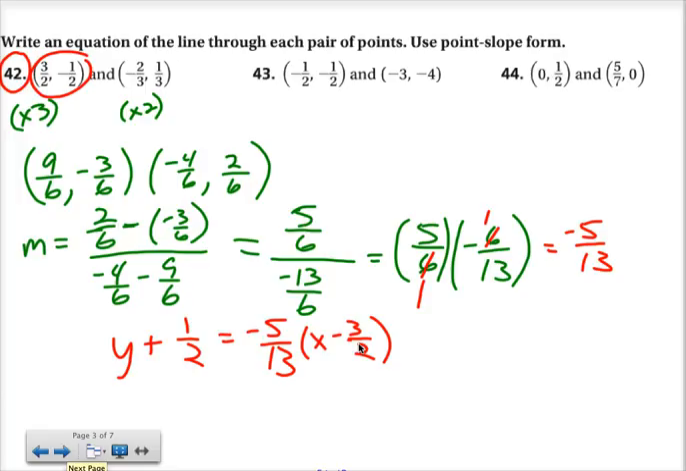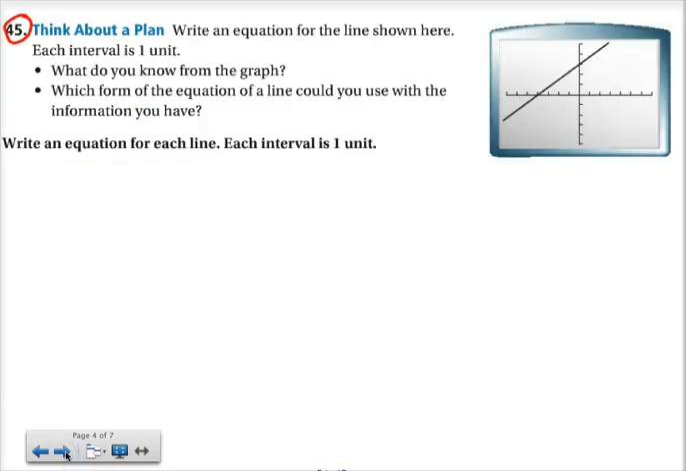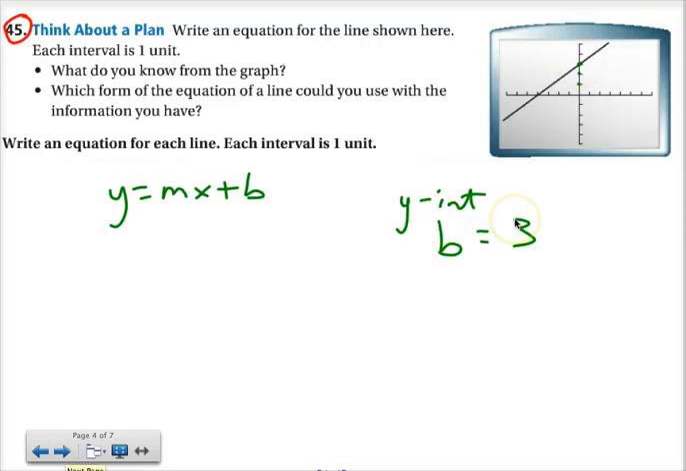So there's number 42. The next one I thought people just might have a little trouble with, mostly because the picture was just so small in your book, was writing an equation for the line shown here. And in this case, as long as we can make out that slope easy enough to count it, and we can clearly see the y-intercept, well then that's what we want to use. So I'm taking a look at this drawing and I'm seeing the 1, 2, 3, my y-intercept, which is of course b, is going to equal 3.